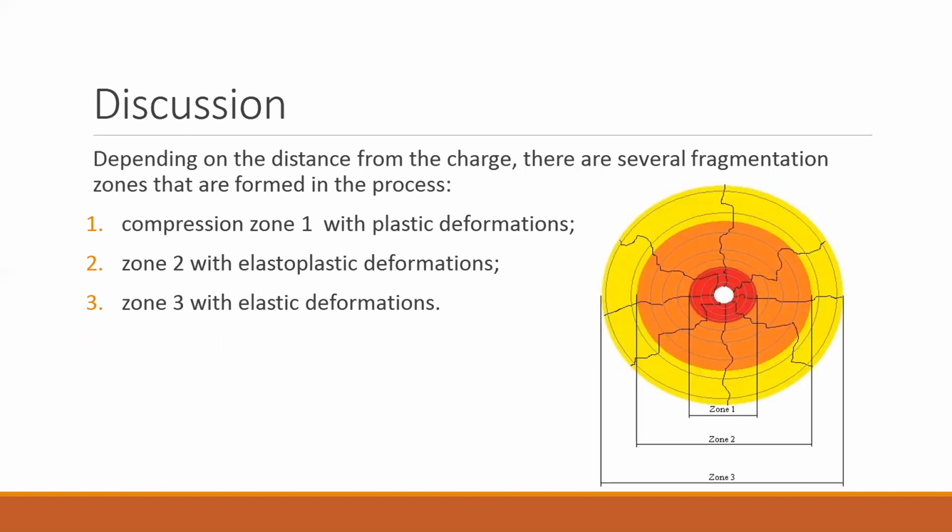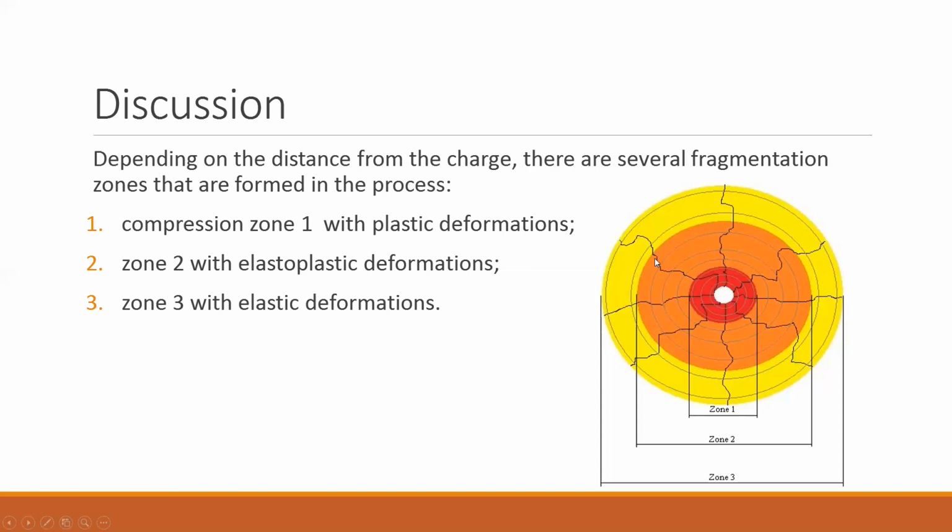If you have a charged blast hole in the center, which is shown as a white point, basically a white circle in the center, then you would have three zones of deformations. The first zone, which is red on the picture on the right hand side, is the zone of plastic deformations. Obviously, in this area you would have the highest stress and the highest fragmentation of rock. That's the area where you have plastic deformations.